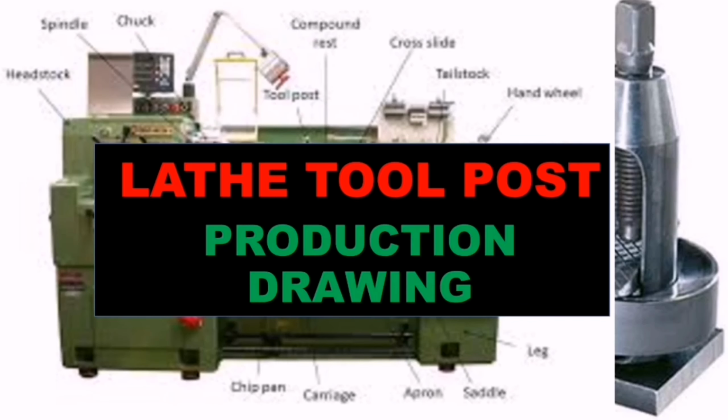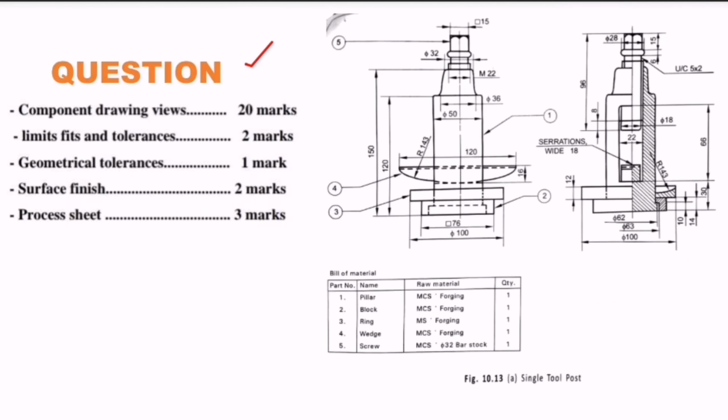In this video, I would like to explain about production drawing of the lathe tool post. Tool post is a very important part in the lathe machine. This is the question of lathe tool post, which is given like assembled figure, front view and side view. It consists of five different parts like pillar, block, ring, wedge, screw.